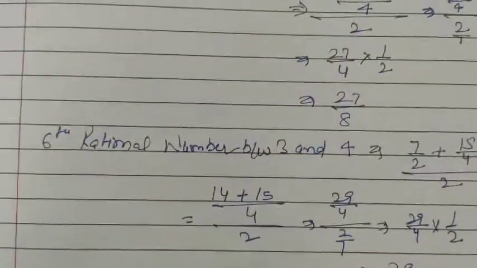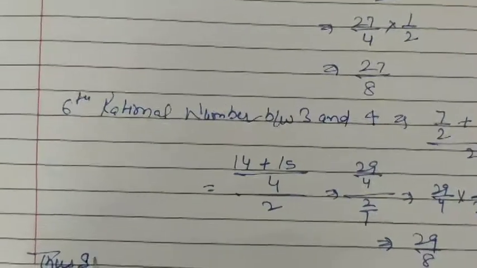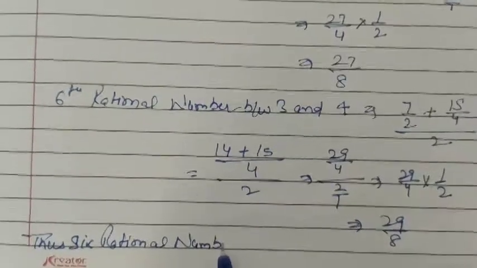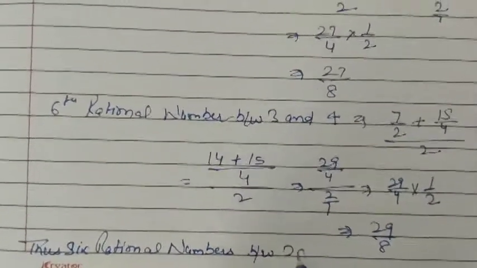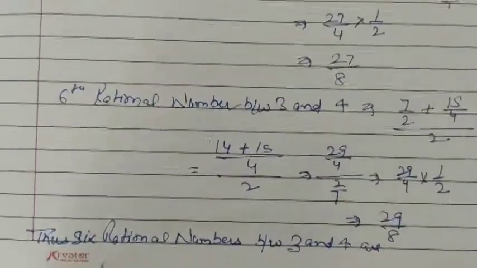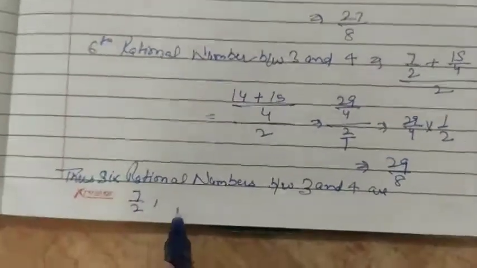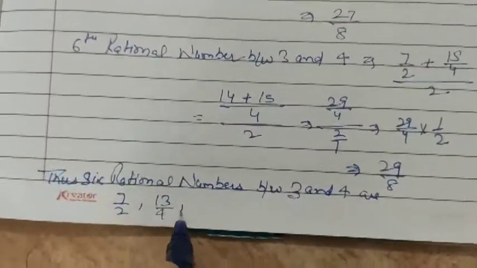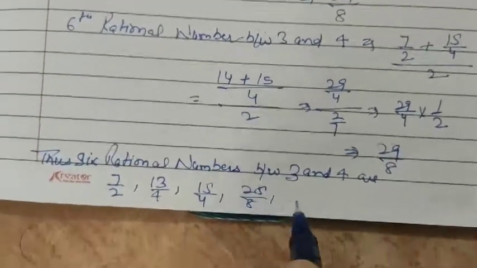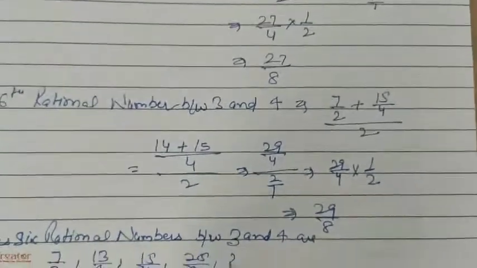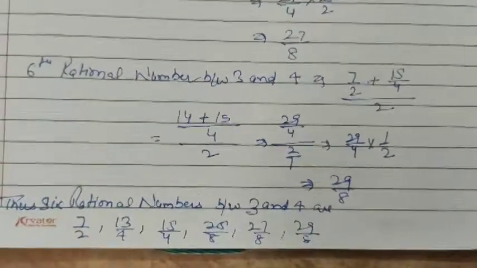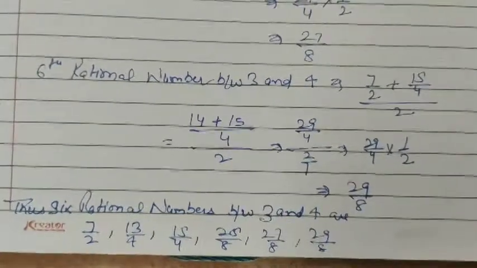Thus six rational numbers between 3 and 4 are: first one is 7 by 2, next one is 13 by 4, next one is 15 by 4, next one is 25 by 8, next one we have 27 upon 8, and next one we have 29 upon 8. Thus we can find infinite numbers between the given two rational numbers. So pause the video and note it down.